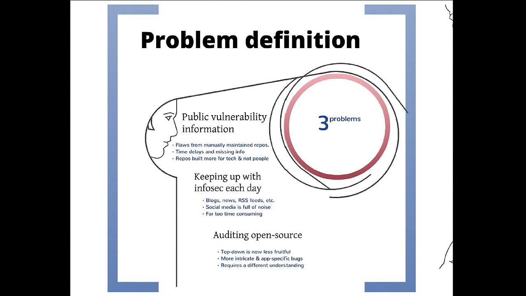Basically, there's three main motivators for this work. The first one, I'll just sort of glance over them quickly, but public vulnerability information, I'll explain why. Keeping up with information security news each day. And the third one is auditing open source code for bugs.